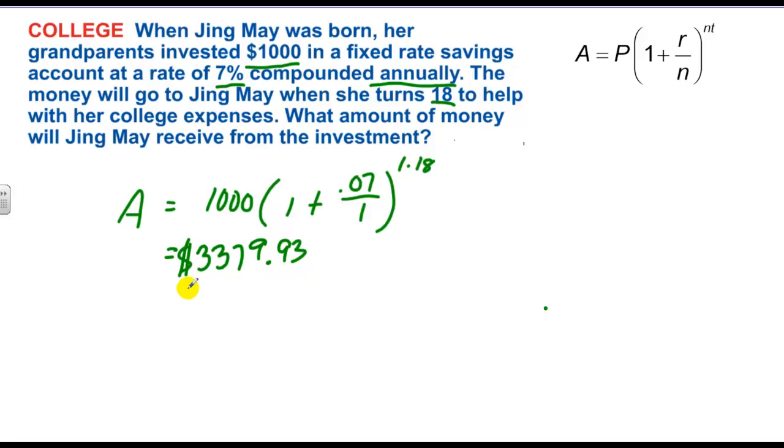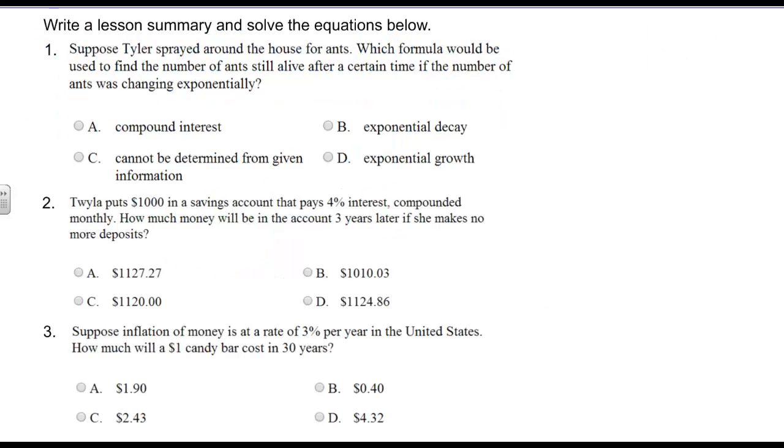Right? That's all we've got. Do me a favor and write your lesson summary, solve the problems below, and we'll discuss this more tomorrow.